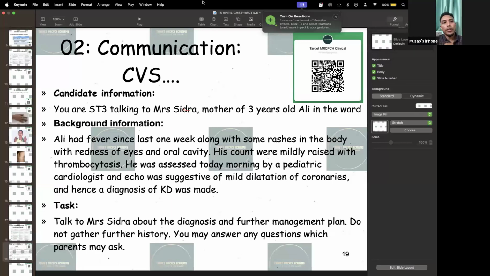Further management will be decided by the consultant in consultation with the pediatric heart doctor also. After that, what we will be doing is initially starting with non-steroidal anti-inflammatory drugs along with IV fluids.